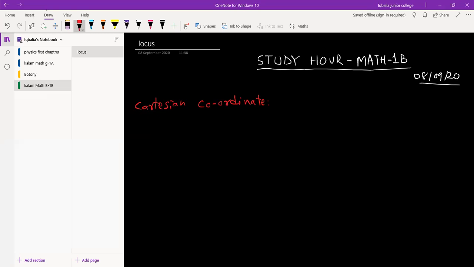Zubair and Amin, what is the meaning of Cartesian coordinate? We are going to deal with basic things regarding locus. As I said, before learning any chapter, we have to know the basic things. अगर हमारे पास बेसिक थिंग रहेंगे तो हम एडवांस प्रॉब्लम इजी सॉल्व कर सकते हैं. ओके.